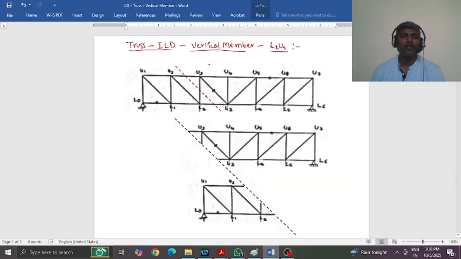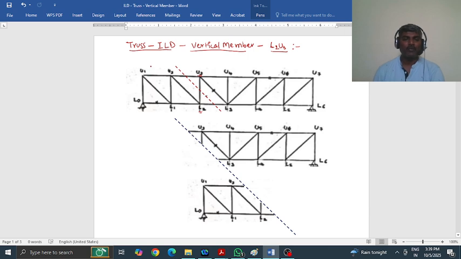Welcome. This session we will learn how to plot ILD for a truss member, which is a vertical member. So here I choose L2 U3, this vertical member. I need to draw the ILD for this vertical member.